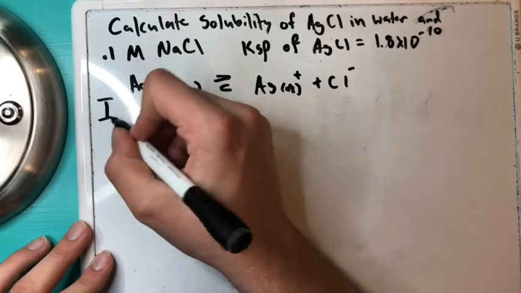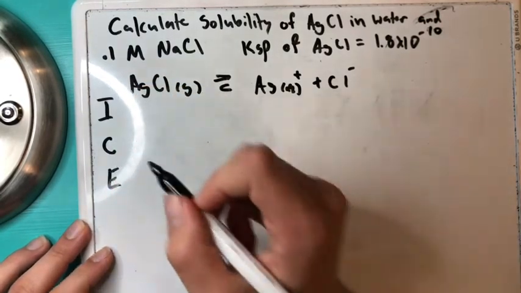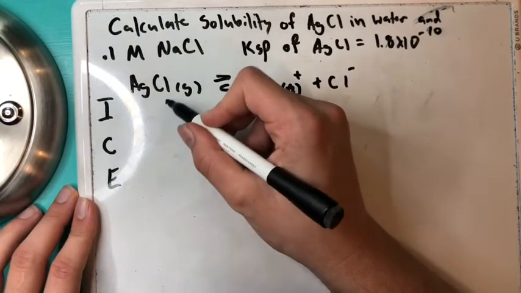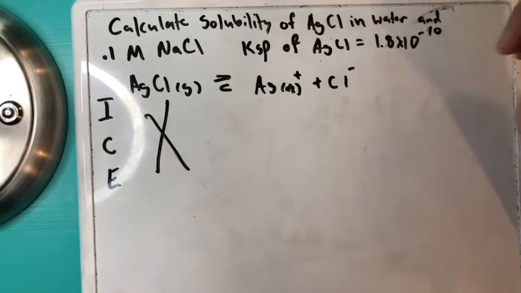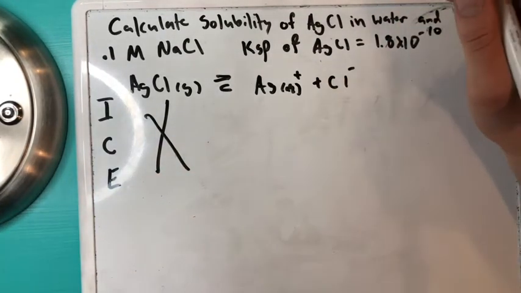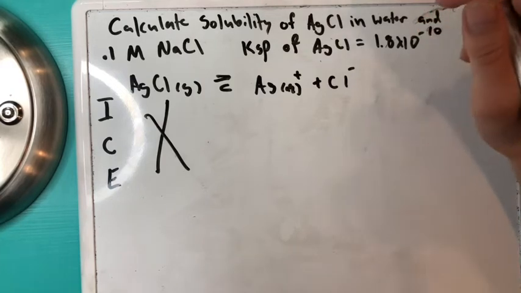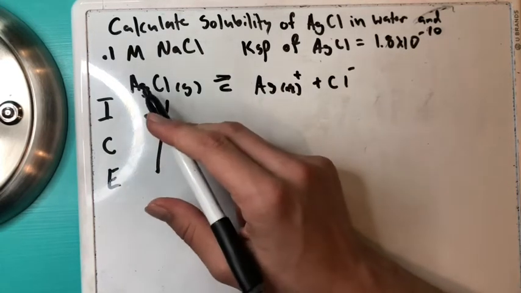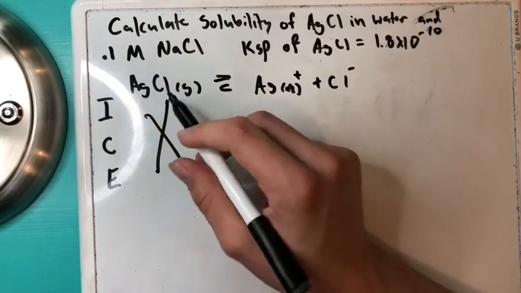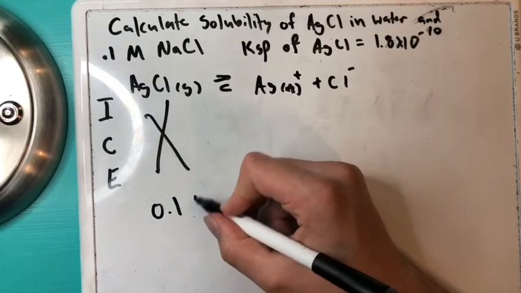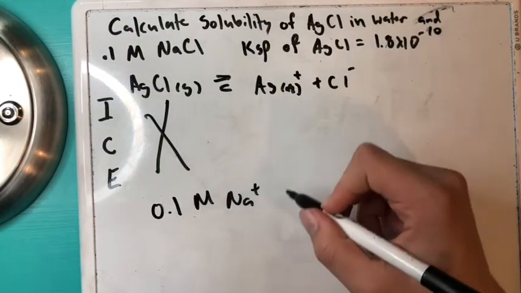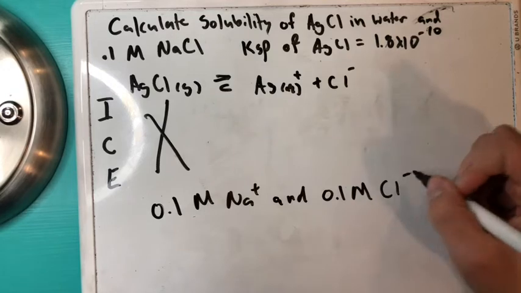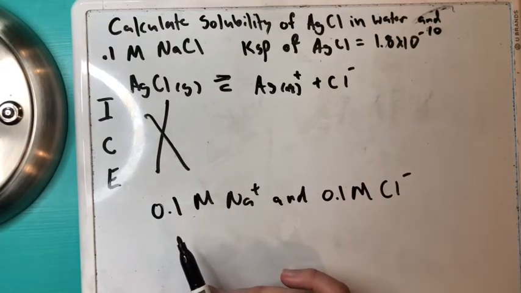So we make an ice table, ICE. And again, like in all the other ones, the AgCl is a solid, so we can just cross this out. So in all the other ones, we would just write 0 and 0 for here. But in this, it's not the case. There is 0.1 molar NaCl in the solution. So that means that there's going to be 0.1 molar Na plus, and also 0.1 molar Cl minus, because NaCl dissolves completely in water.